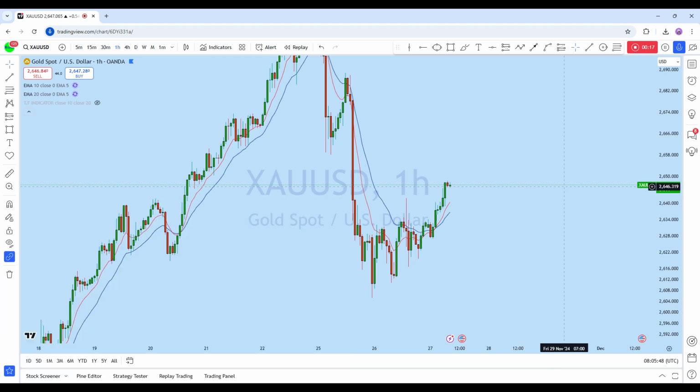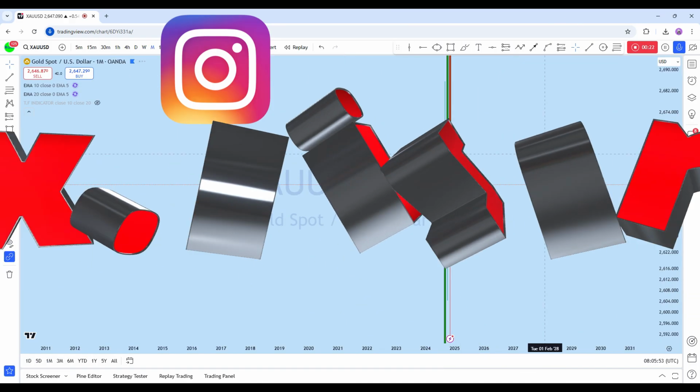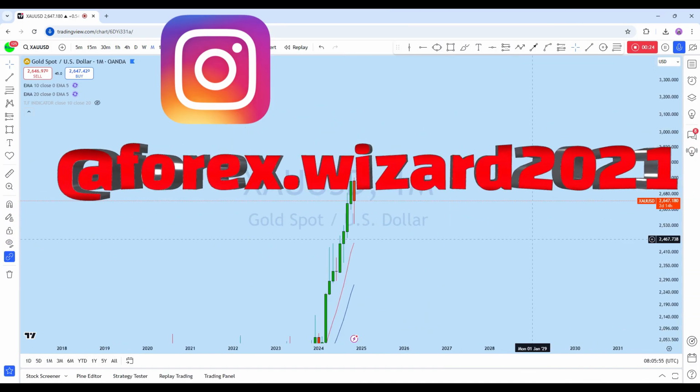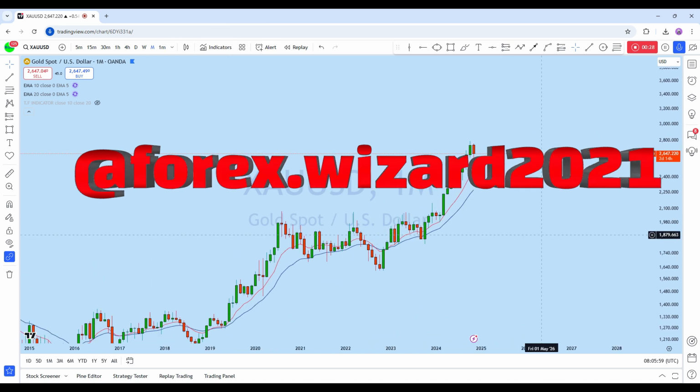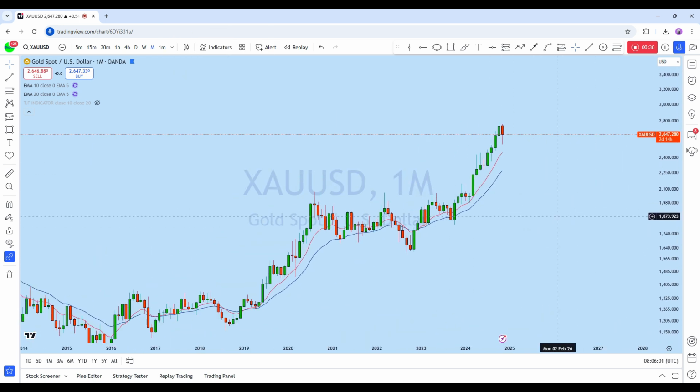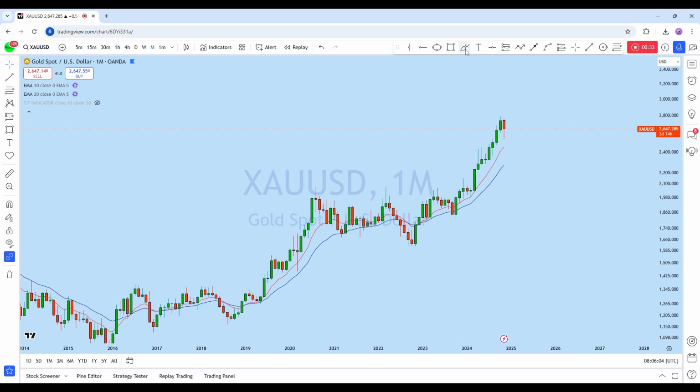Before we look at how we can trade this instrument, let's first quickly look at the highest time frame, looking at the monthly chart as usual to see the overall direction in the market. Now from the monthly we can see that XAUUSD is a long-term bull market.